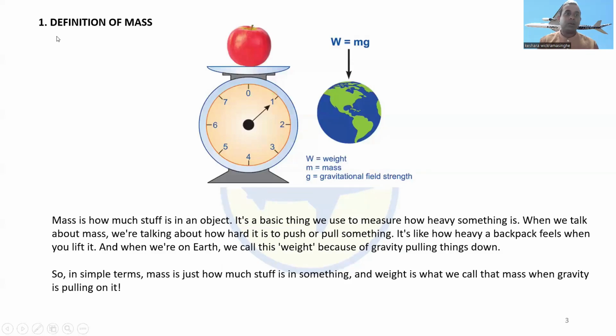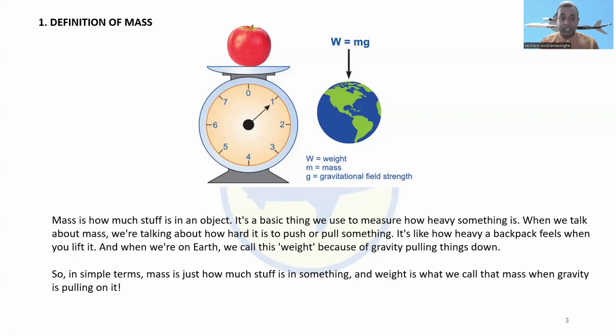Now let's go to the definition of mass. Mass is how much stuff is in an object. It is a basic thing we use to measure how heavy something is. When we talk about mass, we are talking about how hard it is to push or pull something. It's like how heavy a backpack feels when you lift it, especially when you go to school, so you can understand this.